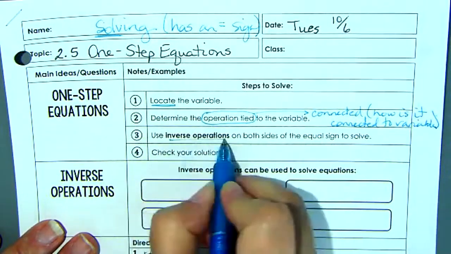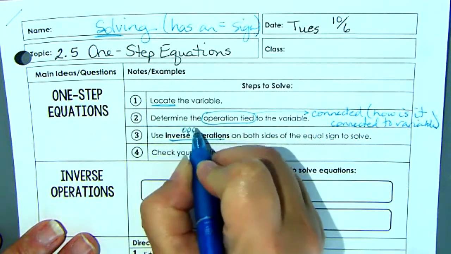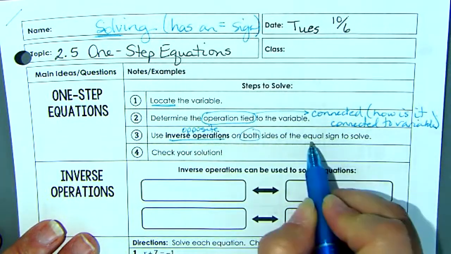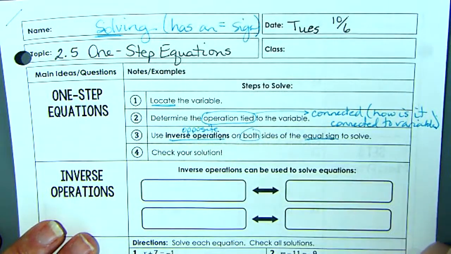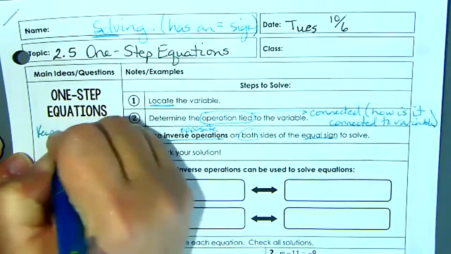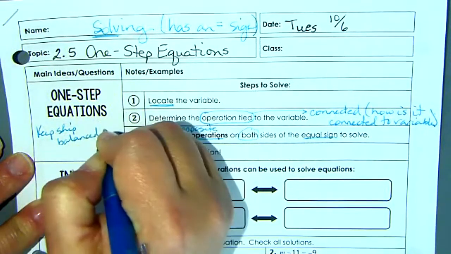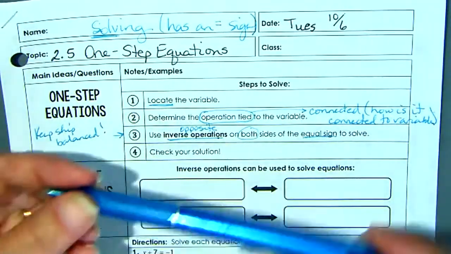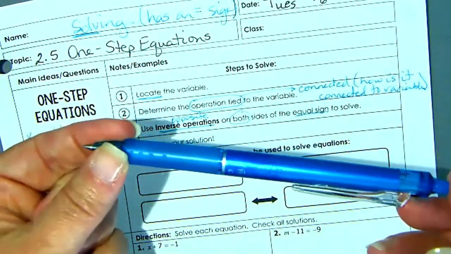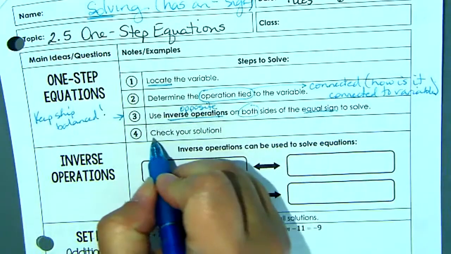Use the inverse operation, which means the opposite operation, on both sides. It has to be both sides of the equal sign to solve. I refer to that as keep the ship balanced. Because if you put a bunch of weight on one side, the ship is going to teeter. It's going to angle, which means it's going to sink. If you keep it balanced, it's not going to sink. All right, and then you check your solution.